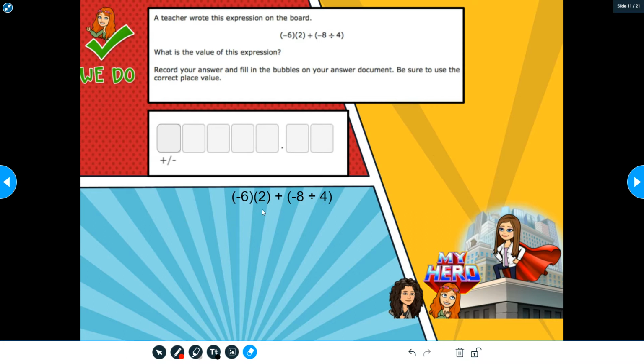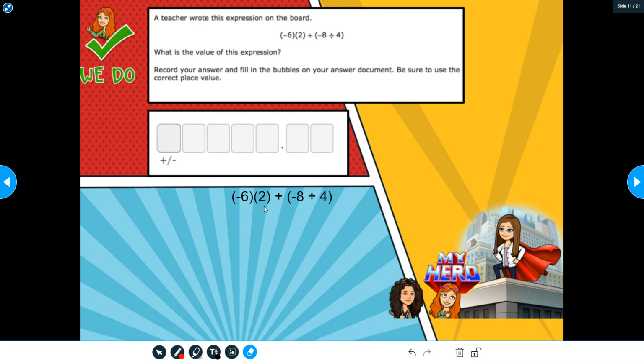It looks like we have multiplication, so -6 times 2, the parentheses mean to multiply. We have addition, and we have division. So when doing these types of problems with mixed operations, we want to make sure that we're following order of operations, also known as GEMDAS.